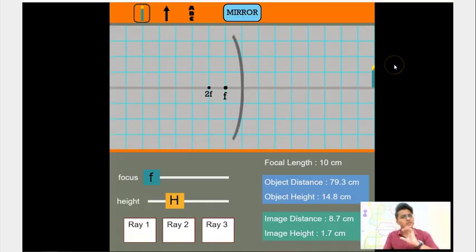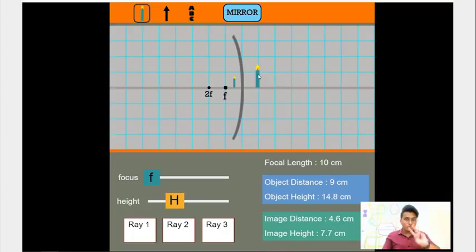Then what is the difference between concave and convex? The difference, which you need to note down right now, is that the convex mirror always forms a virtual and erect image. As I said, it's very cute. It is very simple, not much complication like the concave mirror.